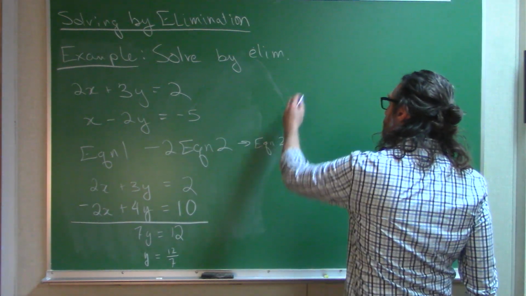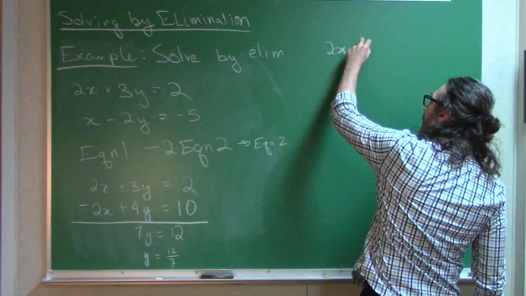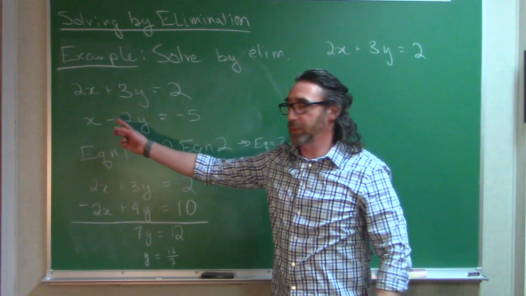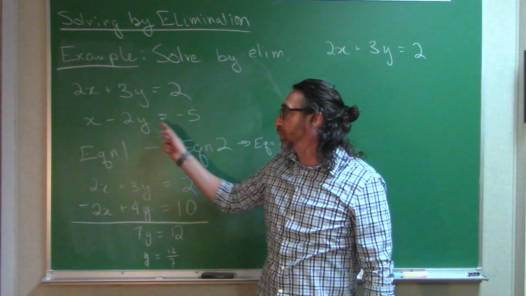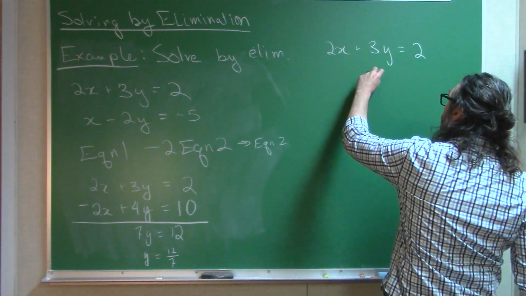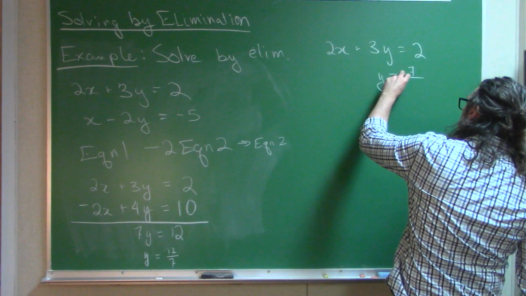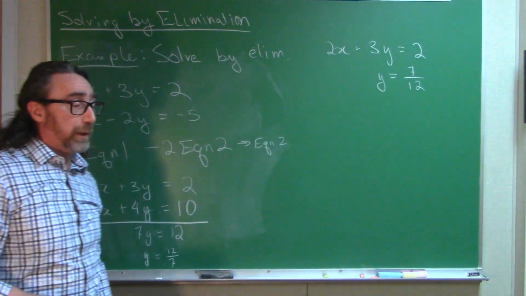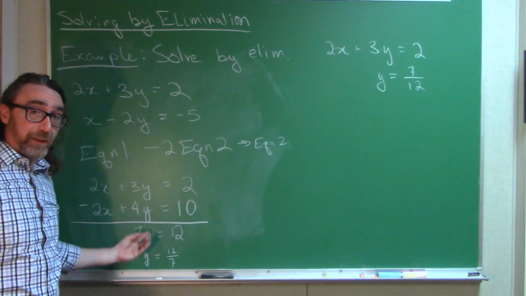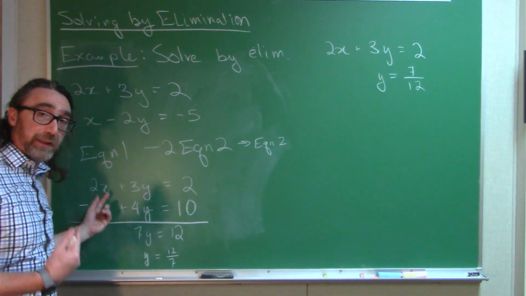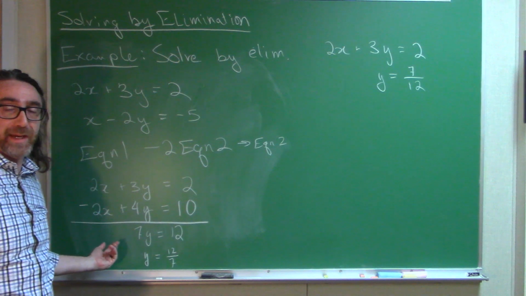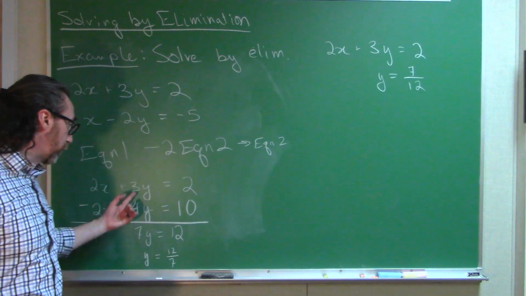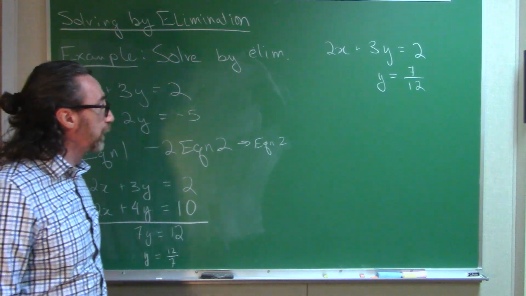So this is my new second equation. Now my system is looking like this. Instead of 2x plus 3y equals 2 and x minus 2y equals negative 5, my new second equation is y equals 7/12. The nice thing is, when I eliminate the variable x from the second equation, that leaves an equation with just one variable. So it's easy to solve.